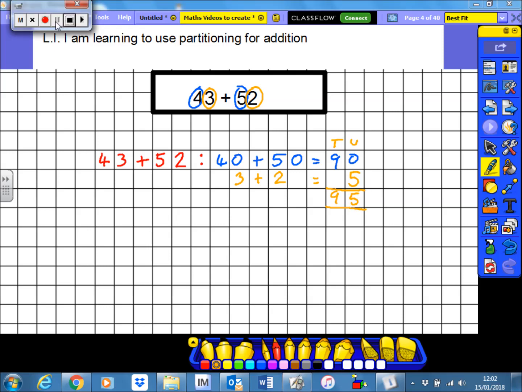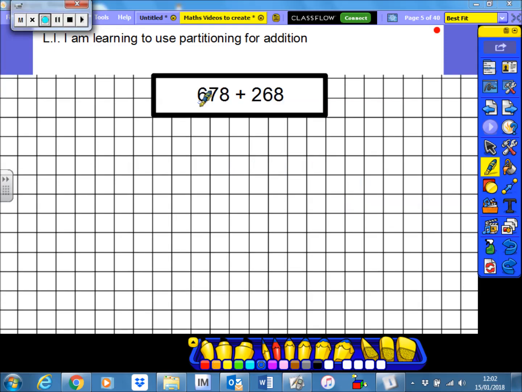Let's look at another example. So in this example, we're dealing with slightly bigger numbers. We have a 600, a 70, and an 8, and a 200, a 60, and an 8. Now that means that we are going to require more space to do this working. So before, I only had tens and units, and so I only needed to use 2 lines of working. This time I have hundreds, tens and units, and so I will have to use 3 lines to complete my working.